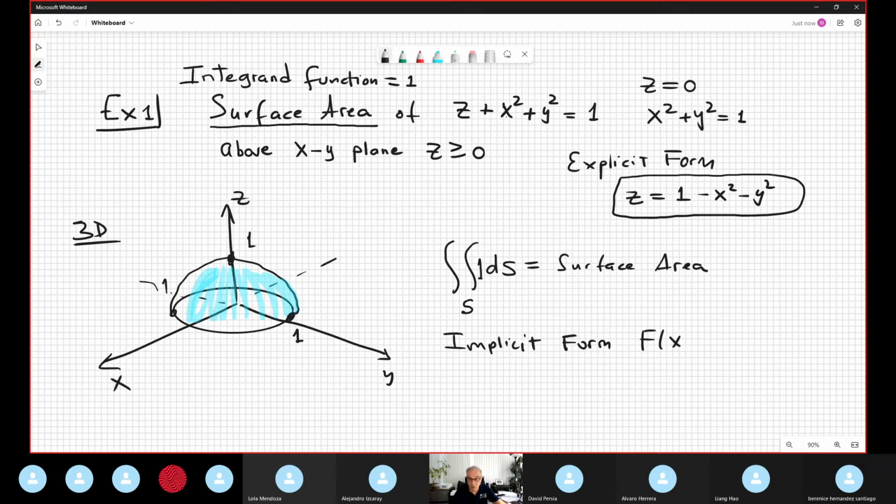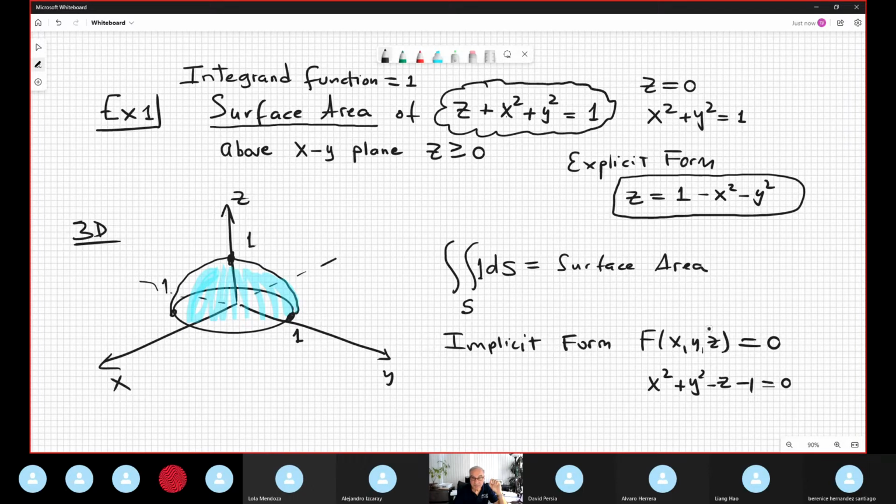Implicit is like that: f(x, y, z) equals 0. So you write x squared plus y squared plus z minus 1 equals 0. Okay, the original. Okay, and you find the gradient.